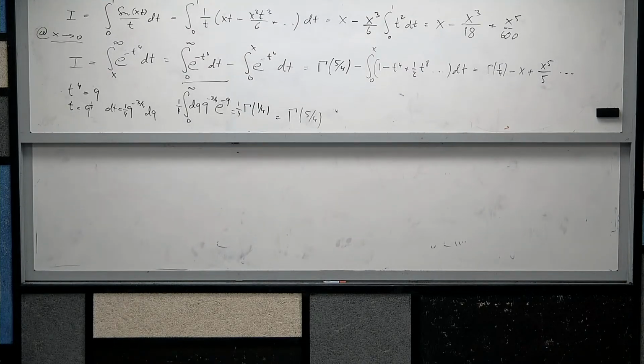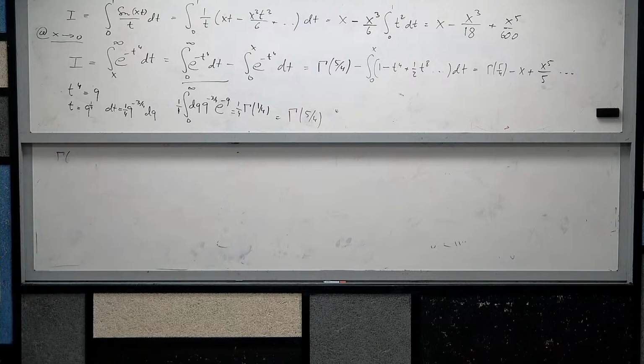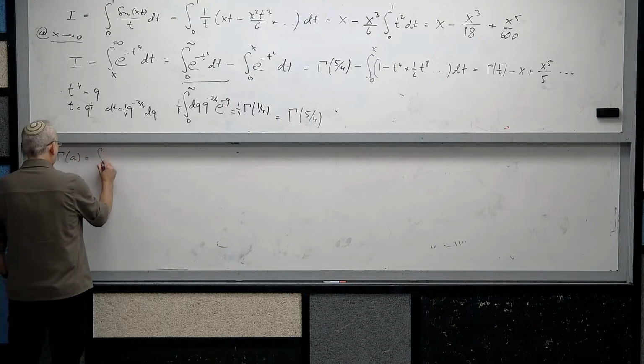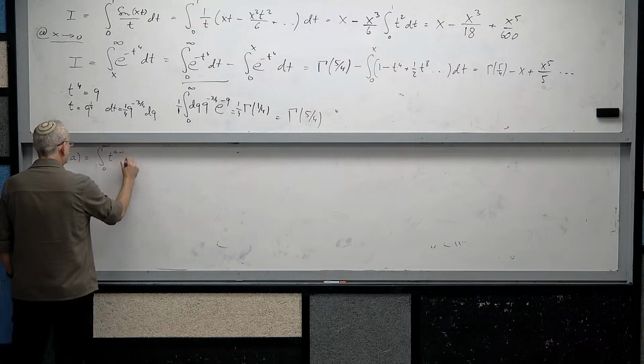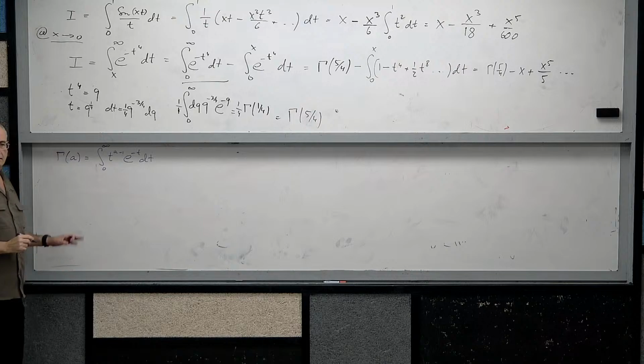So by definition, the gamma function of a is the integral from 0 to infinity of t to the a minus 1 e to the minus t dt. Right? That's a gamma function.